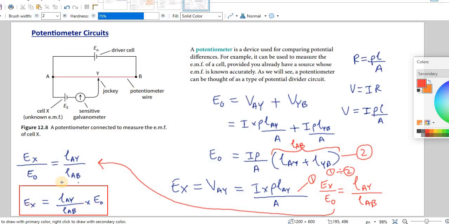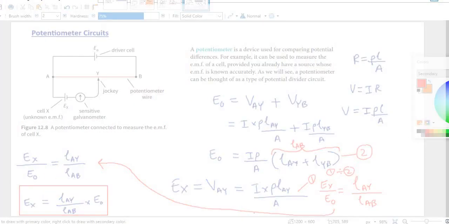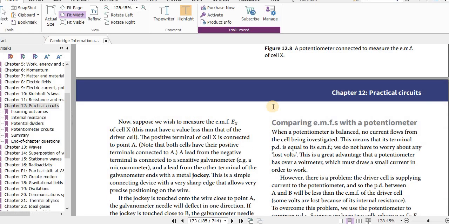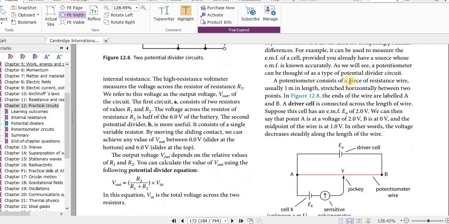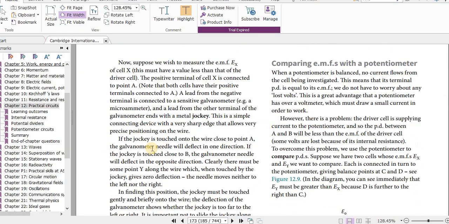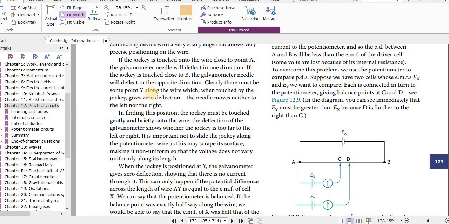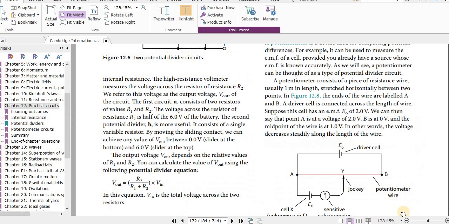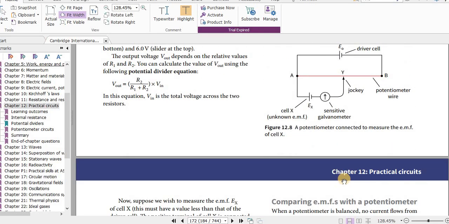So you can go ahead with this directly, but I showed you the derivation, and it is also, I think, explained here. You can see this column explains that about zero deflection, and this is the jockey. You can move this along the length of high resistance wire. These wires are usually nichrome, tungsten, constantan or manganese, but tungsten we don't use in the lab. We are using normally nichrome, constantan.